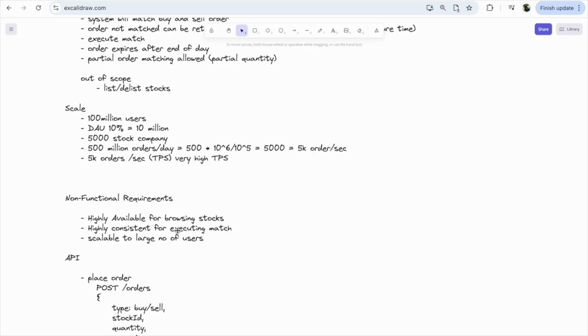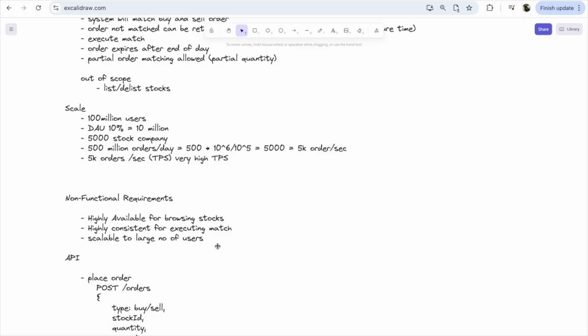Highly consistent for executing match. When a buy order and sell order is getting matched, and after that we are executing the match, we are processing the payments, and all this should happen in a consistent way, right? If the payment failed, we should not actually consider that a successful order, right? So all these things have to happen in a consistent way.